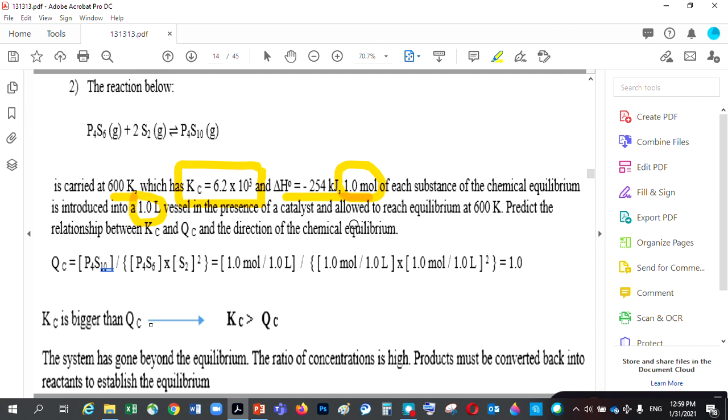So now I plug in all those numbers here for the products and the reactants. You just have to watch for the sulfur here. The 2 will come up as a power. That's the reactant. That's the product here. Those are the reactants. So you get a value of 1.0 for Qc. You look at the value of Kc, which is very big: 6.2 times 10 to the power 3, and here Qc is only 1. So Kc is bigger, so it favors the product side, correct? The direction is the product side.